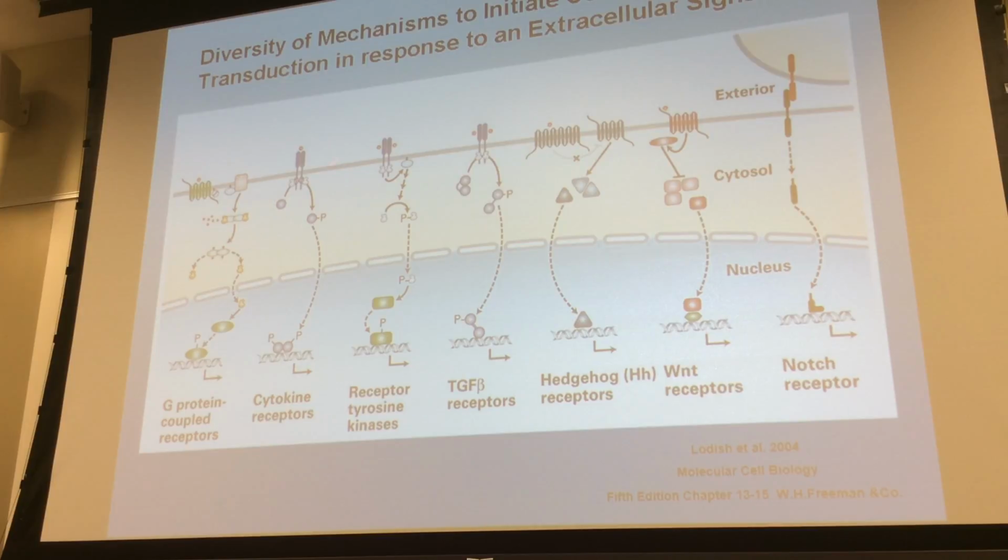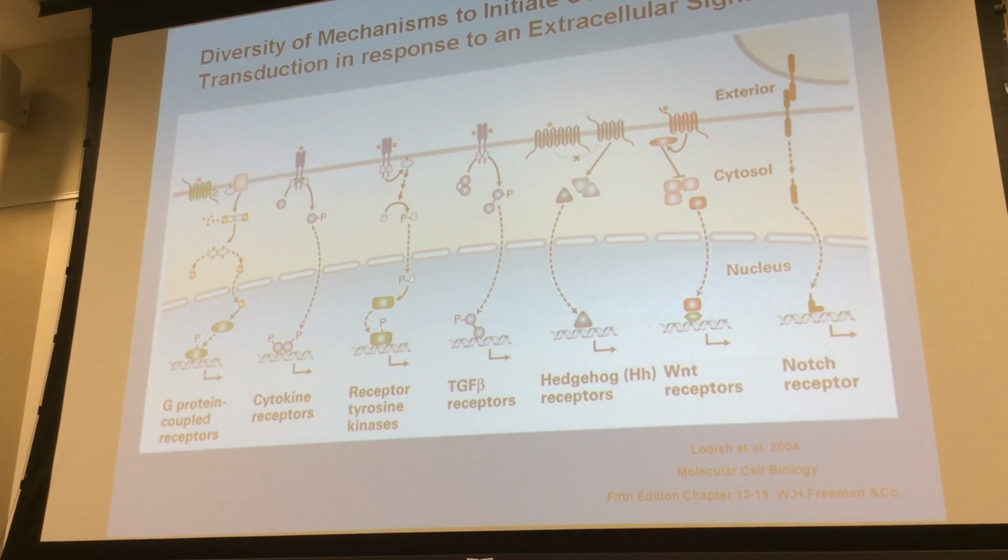A very similar pathway is called cytokine pathways. And here you can see the same dimer format, but in this case, the tyrosine kinases that are on here have to come in from the cytosol. They're not already built into the receptor. So we'll talk a little bit about some of those.